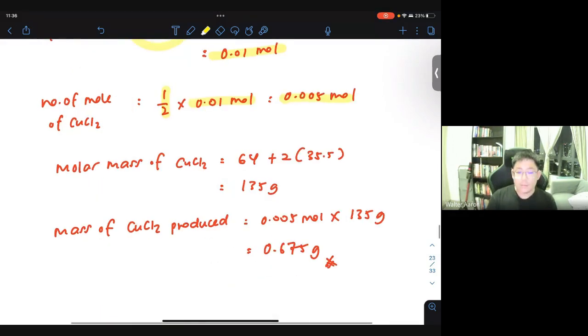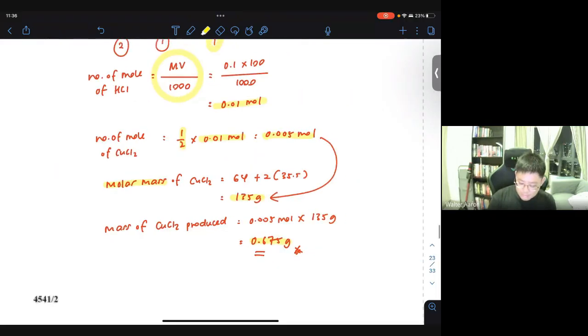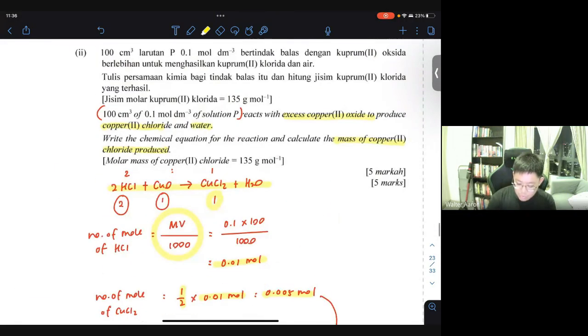All right, now to get the mass of CuCl2, we must first get the molar mass of CuCl2. I calculated already, I get 135 grams per mole of CuCl2. Take the number of moles and multiply by the molar mass. You should be able to get your answer, right? 0.005 mole times 135 grams, and you get 0.675 grams of salt being formed. So that's the answer. Get all this correctly, you should be able to score around 5 marks. Done. Very easy.